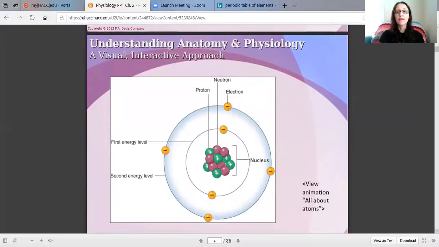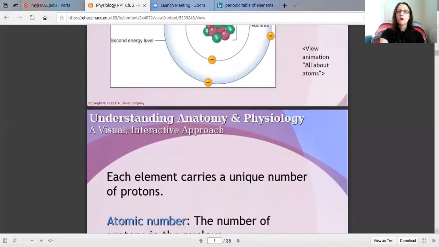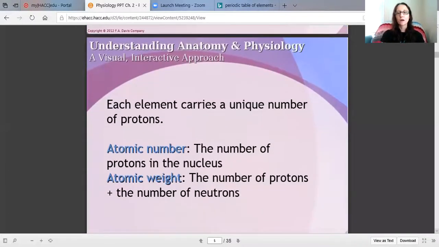Okay, so there is an animation on the Davis Plus website about the atom here. We're going to move on in the slides, but then I'm going to come back.